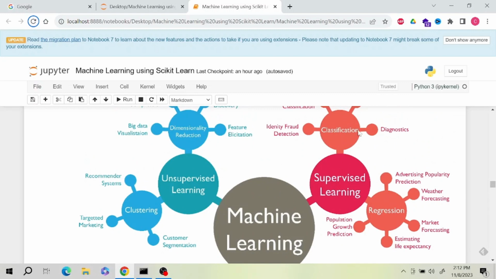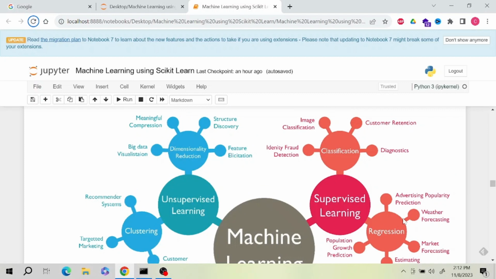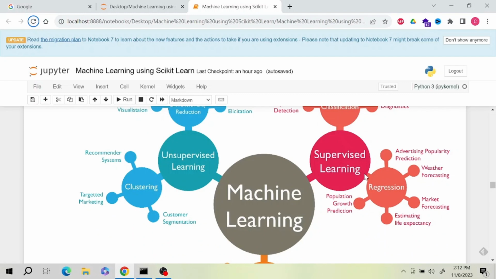If the output is finite, then we call it classification. If the output is infinite, then we call it regression. And there are different types of applications for each. In image classification, whether it is a cat or a dog, there are only two possible outputs, so that kind of problem is classification. But in something like weather forecasting, we have an infinite number of possible outputs, so that goes into the regression kind of machine learning.